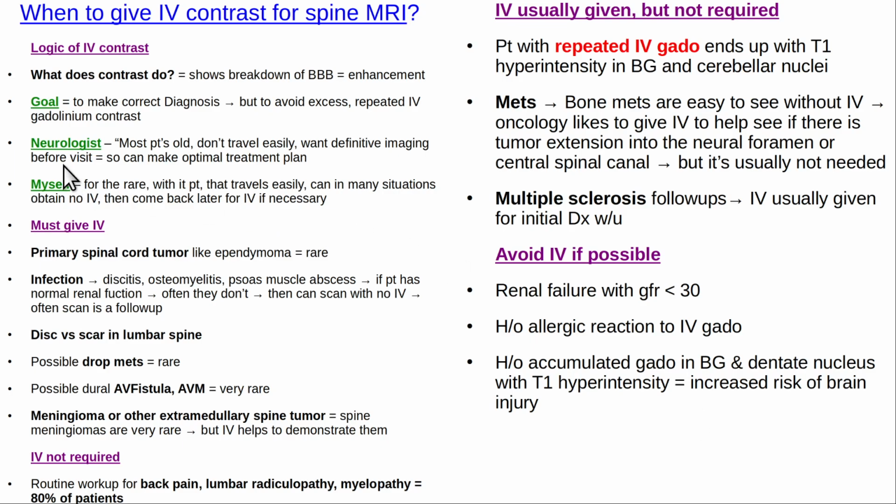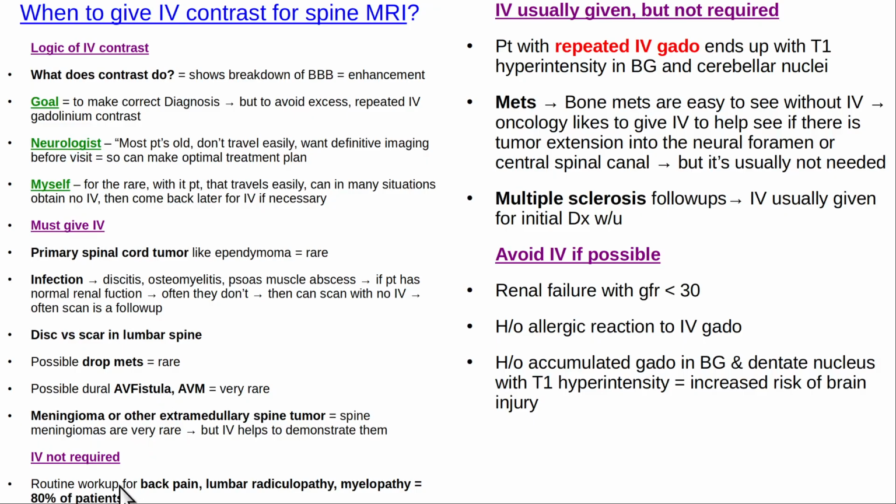Okay, this video is when to give IV contrast for a spine MRI. This could be cervical spine, thoracic spine, or lumbar spine. Most commonly imaged part of the spine is the lumbar spine because a lot of people have low back pain. Next to that would be cervical spine. A lot of people have neck pain. Not that many people get a thoracic spine MRI because pain in that area is less common. But we still get some of those.